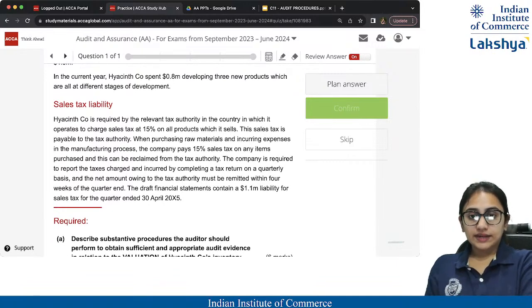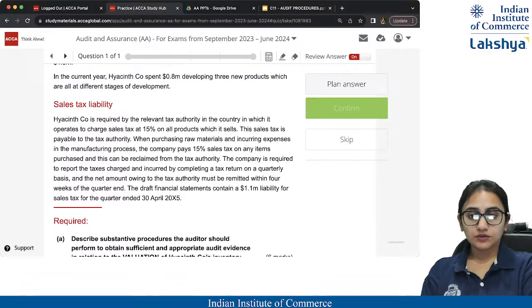Then sales tax liability. Hyacinth Company is required by the relevant tax authority in the country in which it operates to charge sales tax at 15% on all products which it sells. The sales tax is payable to the tax authority. When purchasing raw materials and incurring expenses in the manufacturing process, the company pays 15% sales tax on its items purchased, and this can be reclaimed from the tax authority.